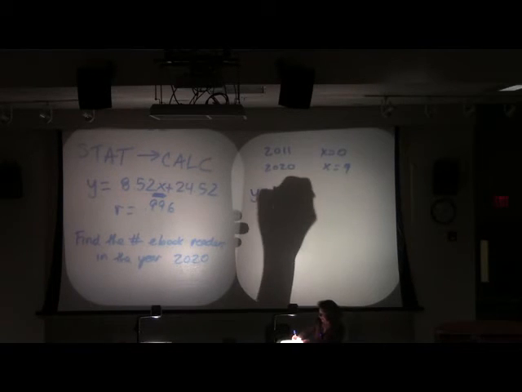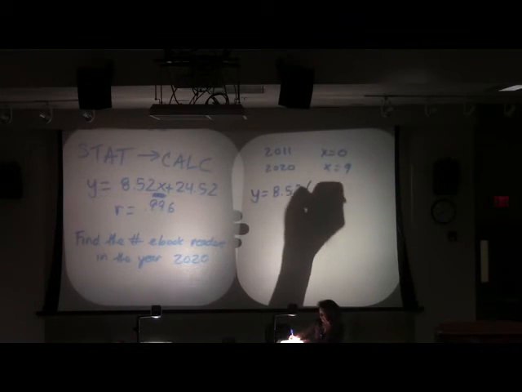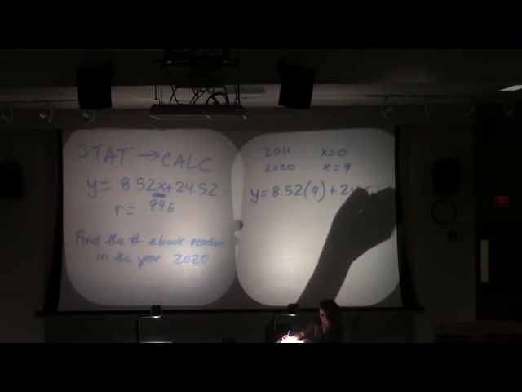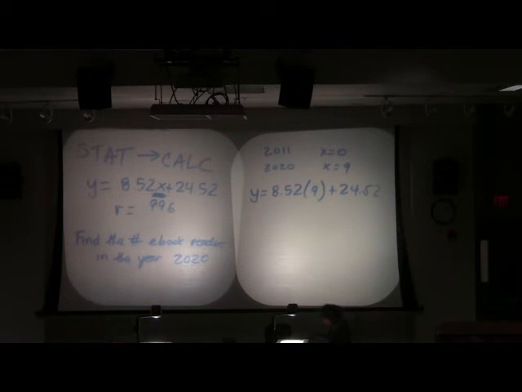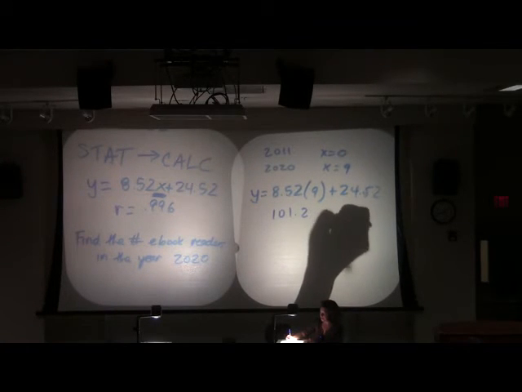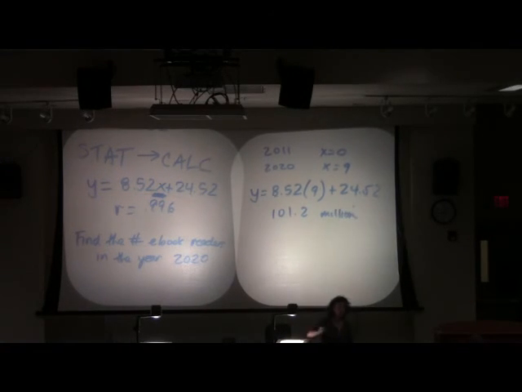So, I can compute this then. 8.52 times 9 plus 24.52. You guys with me? And in case anyone really cares, we're going to have 101.2 million ebook readers. Does that make sense?